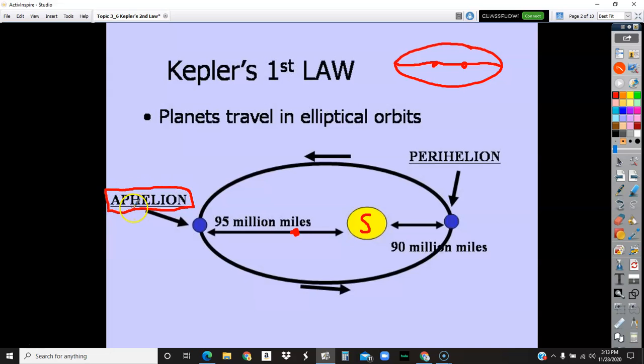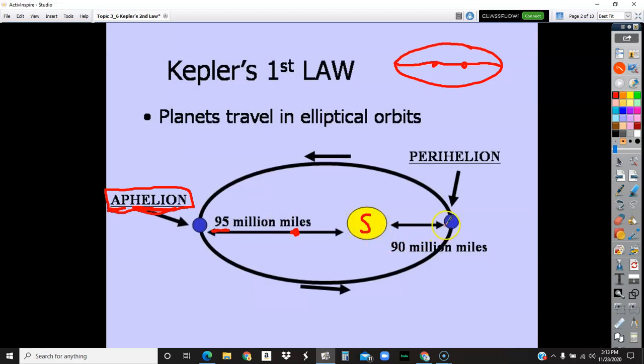A-P-H-E-L-I-O-N. Again, helio, you should recall, means sun. That's from the Greek word helios, right? We had two models of the solar system, one called geocentric and one called heliocentric. So helio has to do with sun, and then the AP, the way I try to get students to remember that is just think A, away. So when we're furthest away from the sun, we are at aphelion. That's going to put us at 95 million miles.